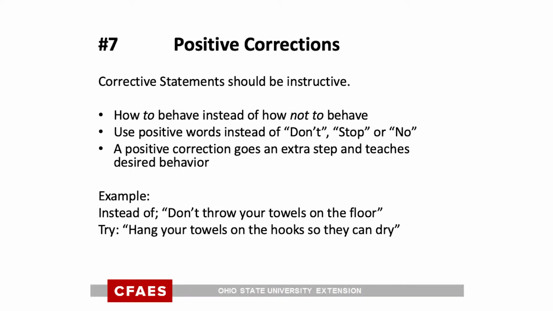The next strategy, number 7, is called positive correction. Corrective statements should be instructive. Campers need guidance on how to behave, not just how not to behave. Use positive words rather than don't or stop or no when you have to provide discipline for campers. A positive correction goes the extra step and teaches a desired behavior rather than just admonishing a mistake.